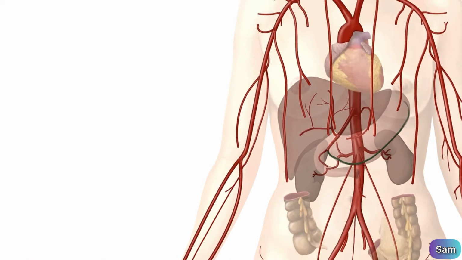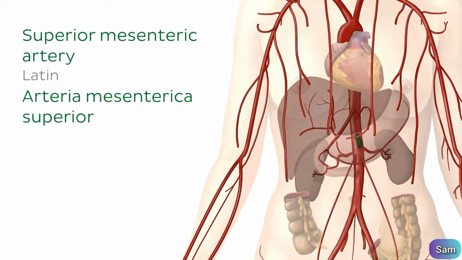Now going back to the branches of the abdominal aorta, the next major vessel we will be looking at is the superior mesenteric artery. And this artery arises at approximately the level of the first lumbar vertebra L1, directly from the abdominal aorta, just below the celiac trunk just here. And this artery gives off several arterial branches, which go on to supply the various organs of the midgut.